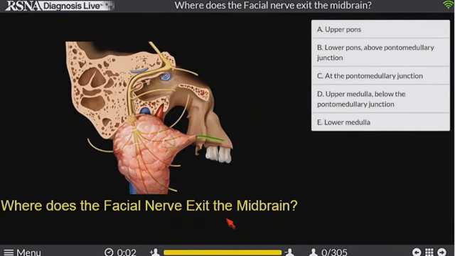So where does the facial nerve exit the brainstem? It's a trick question, if you've been paying very close attention. Is it the upper pons, the lower pons above the pontomedullary junction, at the pontomedullary junction, upper medulla below the pontomedullary junction, or is it the lower medulla? Where does the facial nerve really exit the brainstem?